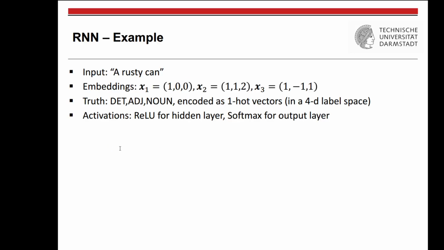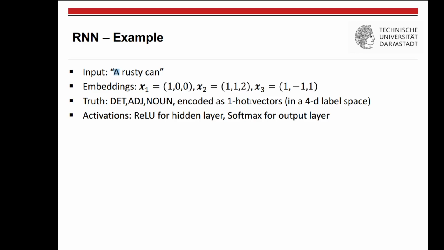Now we make an example. So the example is a rusty can. Let's assume we have word embeddings that we obtained from somewhere, and these embeddings look like this. They are three-dimensional. 3 is a small size that I chose for illustration purposes. But in reality, that would be like 100 or 500 or something like this, right? So let's assume these embeddings are given by these vectors here. Let's say the truth for this input is: a is a determiner, rusty is an adjective, can is a noun.